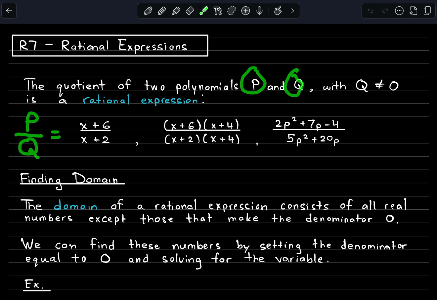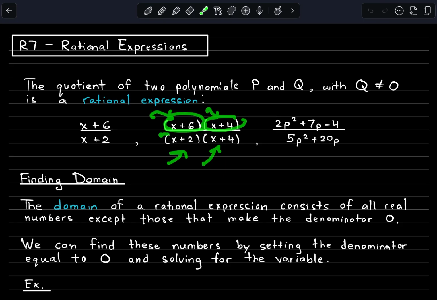Okay, and this might look like something like this: x plus 6 divided by x plus 2. That's a very simple binomial over a binomial. Or it might be a little bit more complicated. We might have two factors on the top and two factors on the bottom: x plus 6 and x plus 4 divided by x plus 2 times x plus 4. Or it might be given in the form 2p squared plus 7p minus 4 over something like 5p squared plus 20p. So these are all rational expressions. Rational just means it's a fraction, it's a ratio of two polynomials.